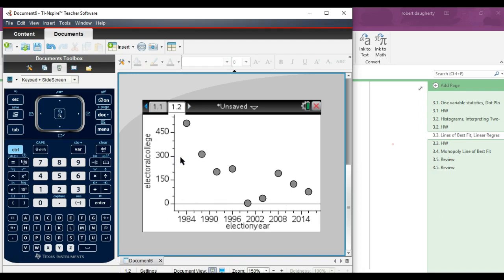This is called a scatter plot. Okay, so I've got two variables. On the x-axis is the year of the election. On the y-axis is the margin of victory that you see here. Now, what are the kinds of questions I could ask myself about a data set that has two variables?